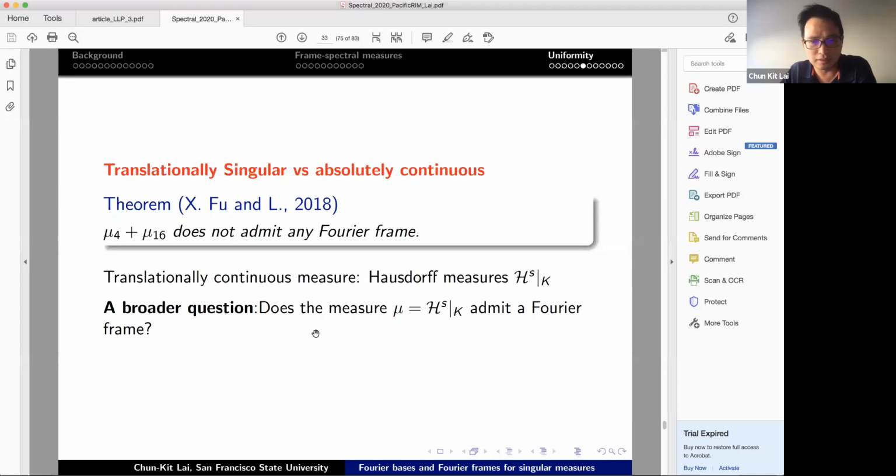That means we ask the question: if the measure is now uniform, just like this measure is uniform, do we have a Fourier frame? Must it have a Fourier frame? The middle third Cantor set is one of them, but it is still unknown. So can we just construct a measure that does not have a Fourier frame?